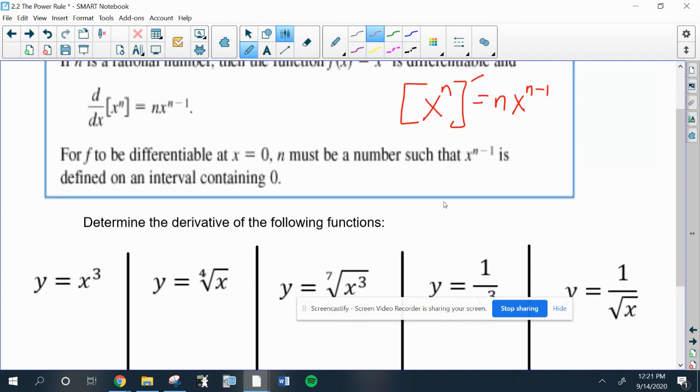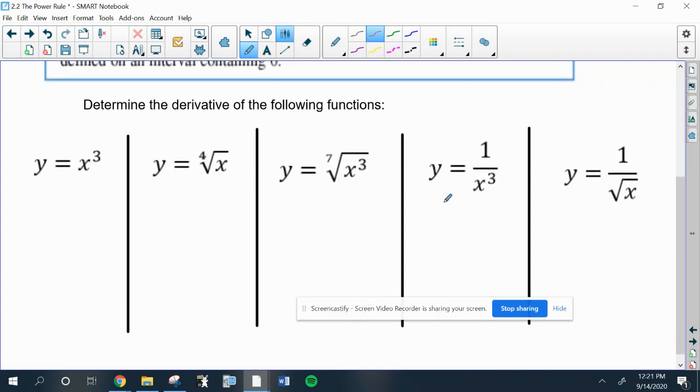So we'll start out like this. We have 1, 2, 3, 4, 5 questions, and we're going to take the derivative of all 5. If you're watching this on video, I'm not going to pause between them, but if I were you, I would pause between them and try to do them before I do. So I'm going to begin. According to the power rule, y prime would be 3x to the 3 minus 1, which is 2.